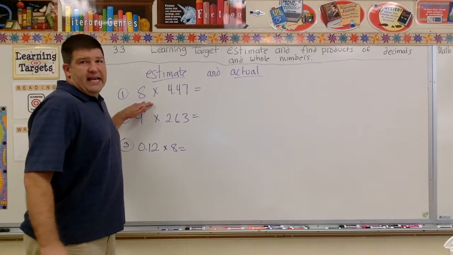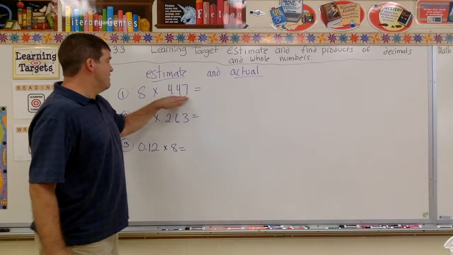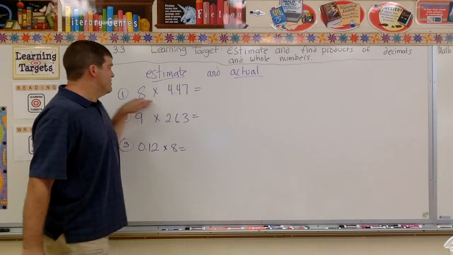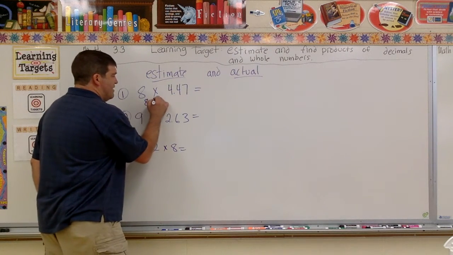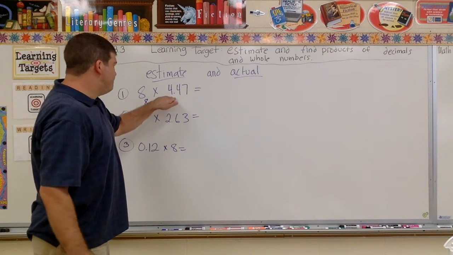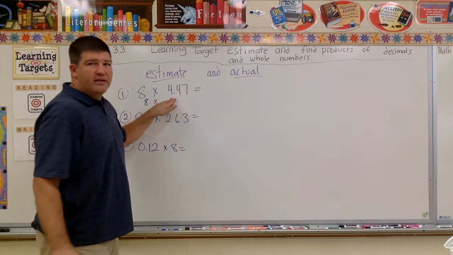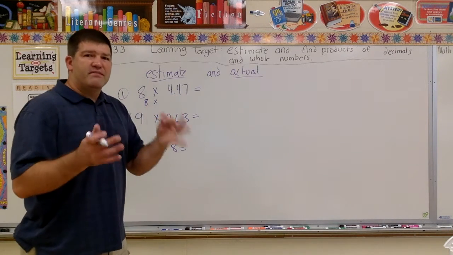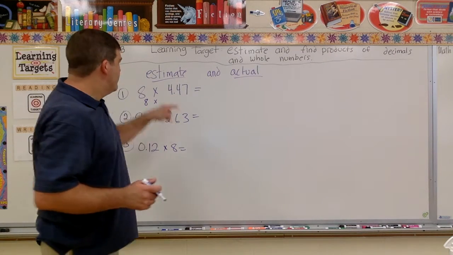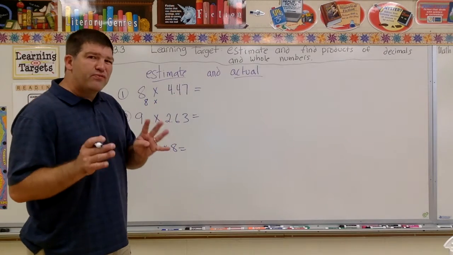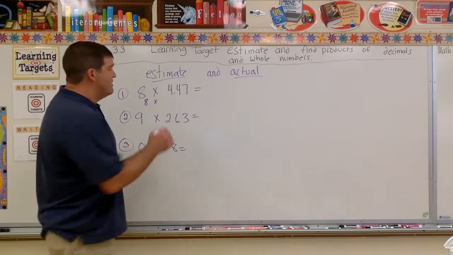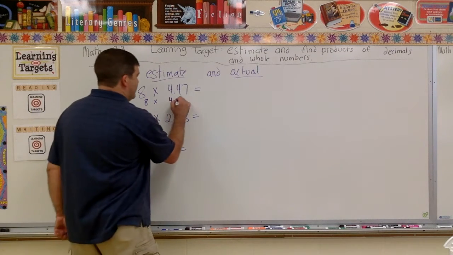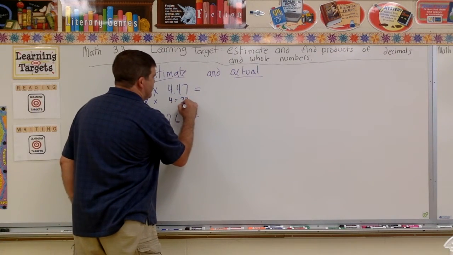This first one is 8 times 4.47, so I have a whole number and a decimal. I'm going to do the estimate first. With this one, I'm only going to estimate the 4.47 to a whole number. Okay? 4.47, it's almost 4.5, but it's a little less. So I'm going to go to 4. 4 times 8 equals 32.